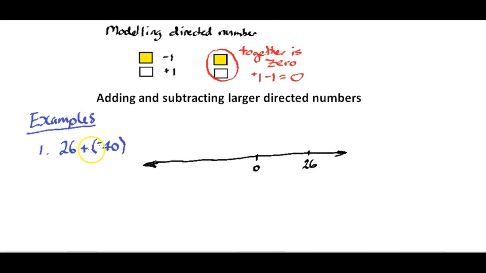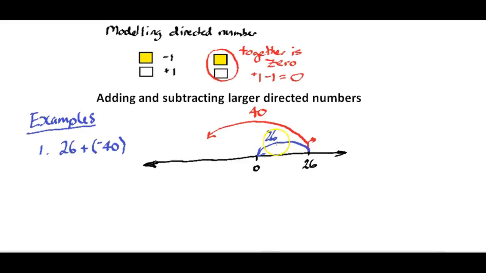Now we're adding, so we're going to face the positive direction. But we're going to walk backwards because we're adding a negative. So we're walking backwards 40 places. So I'm going to go back 40. Now to help me do this in my head, I'm going to do it in jumps. So we're going to jump back 26. That'll get me to 0.